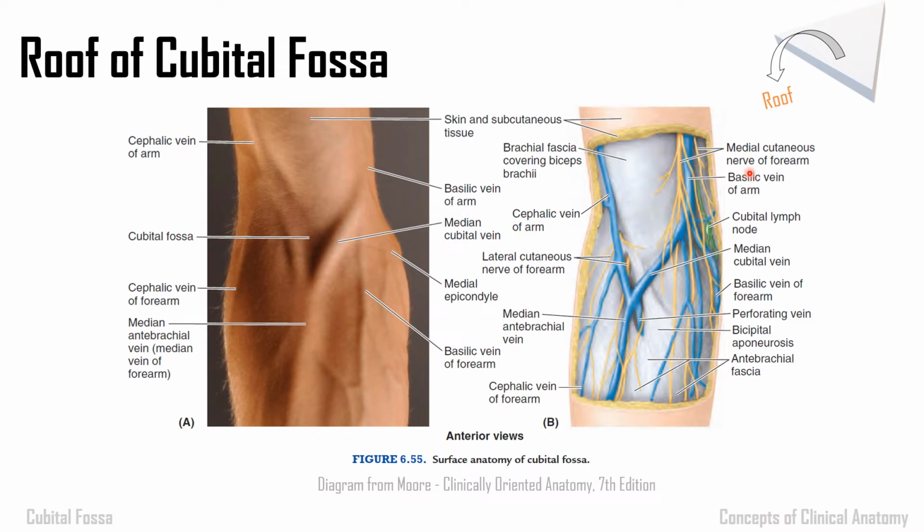Okay. Then apart from that, we will be having the medial cutaneous nerve of forearm and the lateral cutaneous nerve of forearm, which is a continuation from the musculocutaneous nerve. Okay. So again, I'm revising what are the structures present in the roof of cubital fossa: skin, superficial fascia containing basilic, cephalic, and median cubital vein, bicipital aponeurosis, then medial cutaneous nerve of forearm and medial cutaneous nerve of arm. Few cubital lymph nodes may be present.